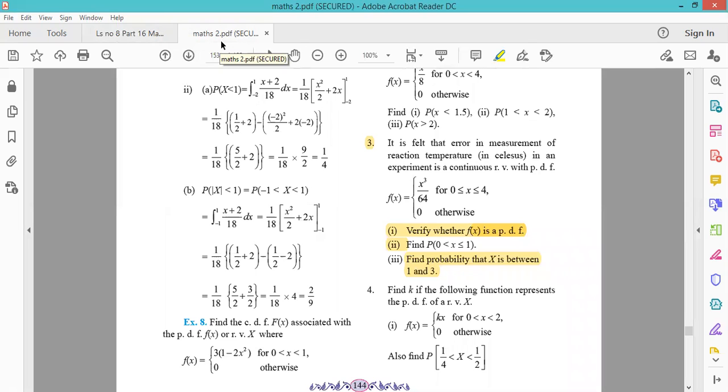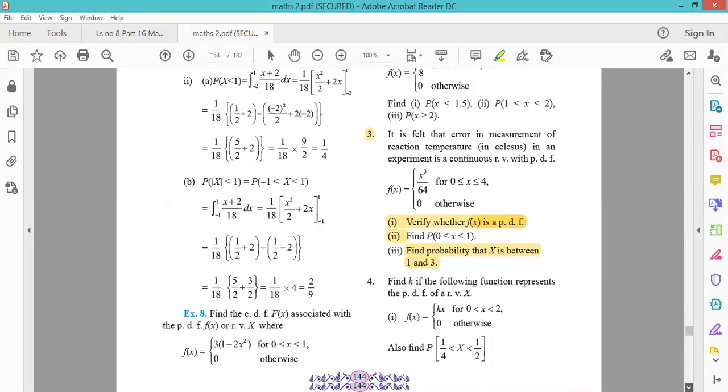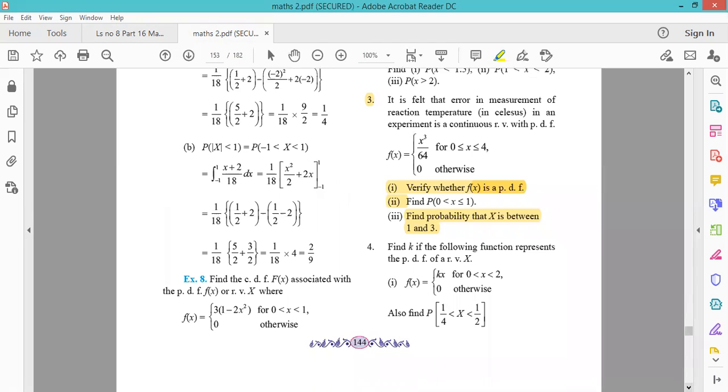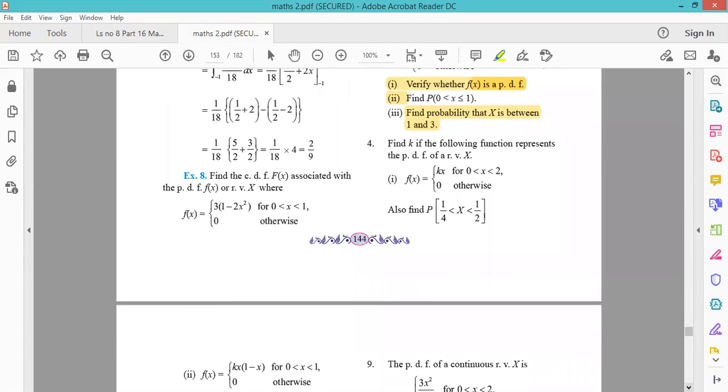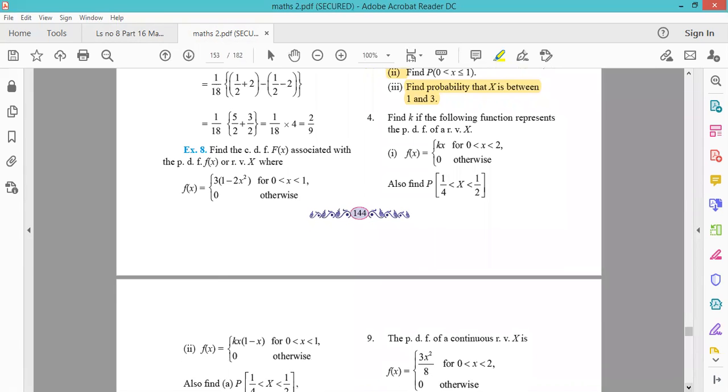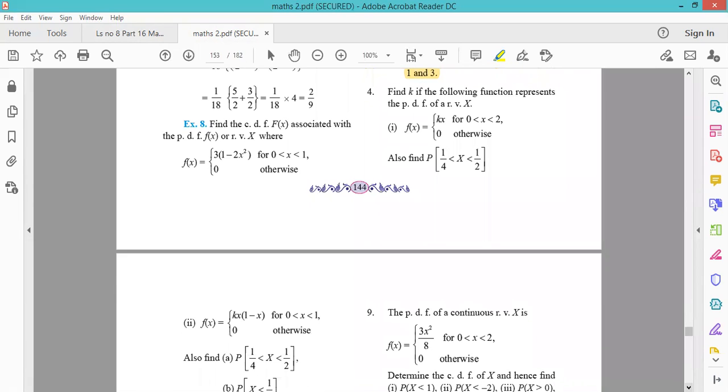So I hope you're clear with the 3 sums. We'll solve one more sum and then we'll stop for the day. So coming to sum number 4, which is having 2 parts in it. So please pay attention when we are solving this particular sum.